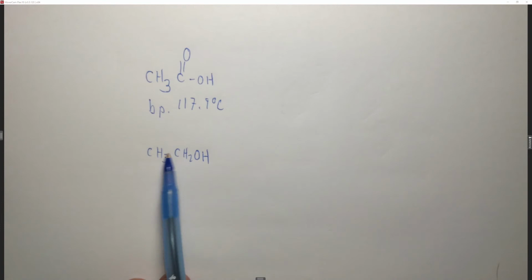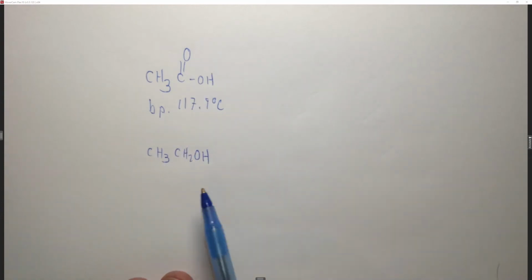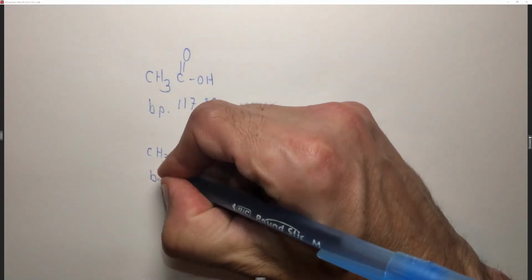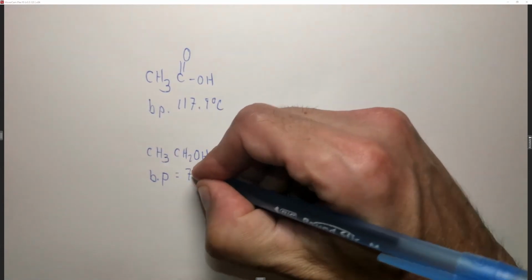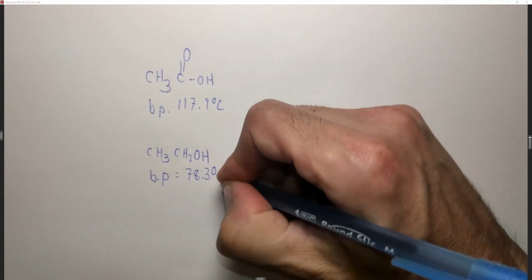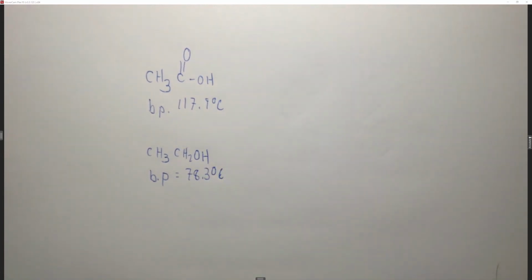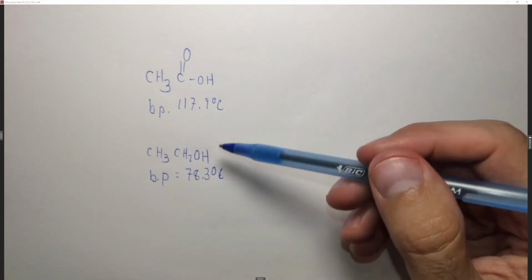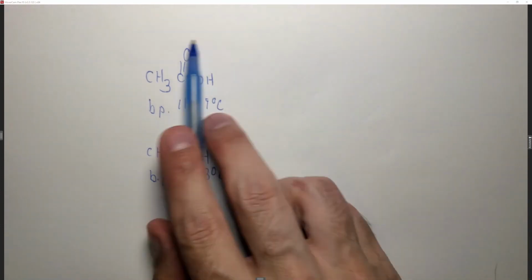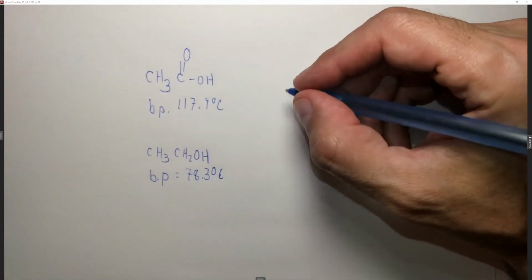It's a similar size molecule, still 2 carbons. It's still capable of hydrogen bonding with itself and having strong intermolecular forces. Here, the boiling point is only 78.3 degrees Celsius. So the boiling points are quite a bit different. And the reason for this is that this molecule is actually capable of dimerizing.